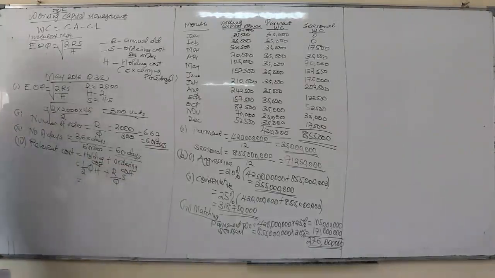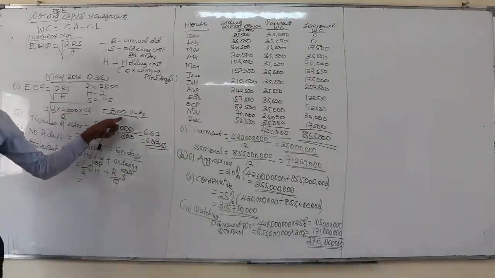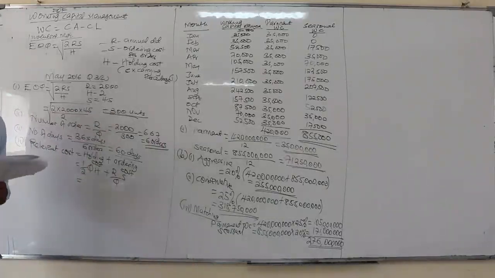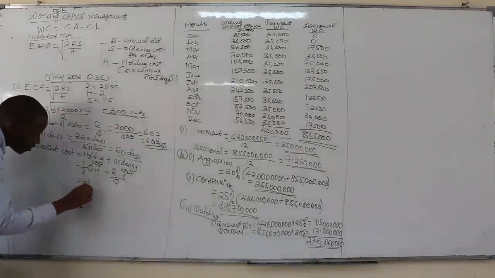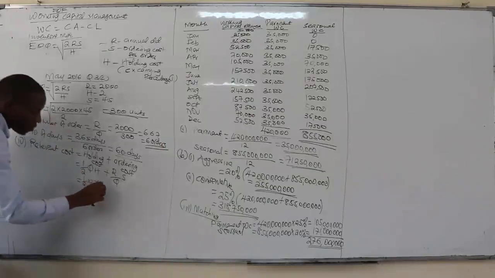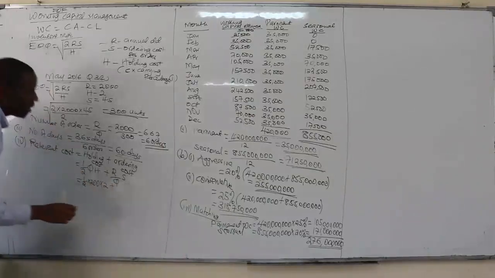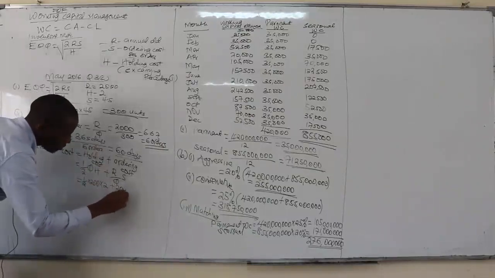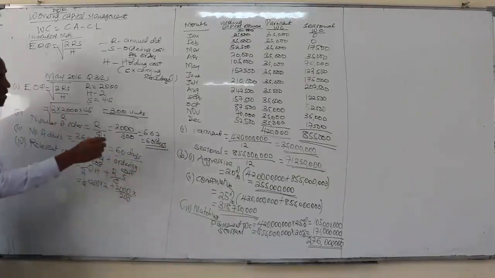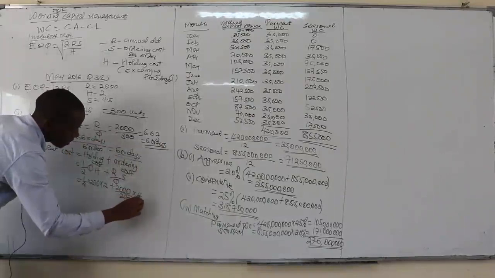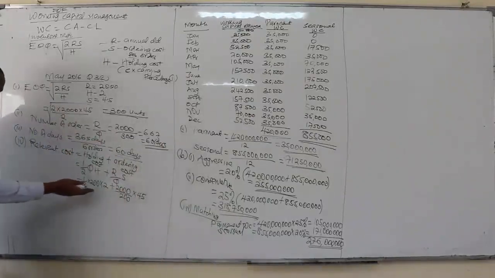The economic order quantity in this case was 200 units. They are considering doubling their batches from 200 units to 400. So here we will first consider the 200 units. It will be a half multiplied by 200, multiplied by 2, plus R, the annual demand, which is 2,000, divided by 200, multiplied by S, which is 45. That is the first total.